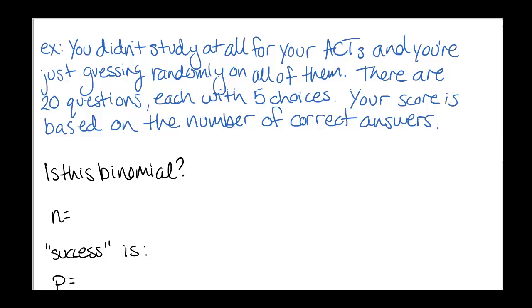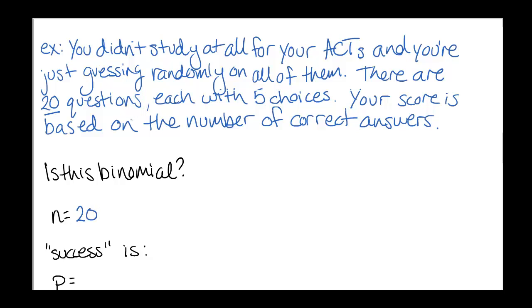Here's a different example of a binomial probability problem. You didn't study at all for your ACT test, and you're just guessing randomly on all of them. Probably not a great idea. There are 20 questions that you're going to answer. Each one has 5 choices, and your score is based on the number of correct answers. So we want to evaluate if this actually is a binomial distribution. We do have repeated trials. With our 20 questions, we're going to be answering questions 20 times, which means that our n would be 20.